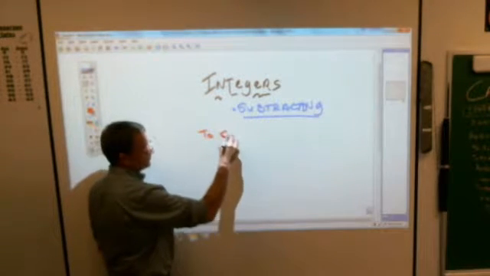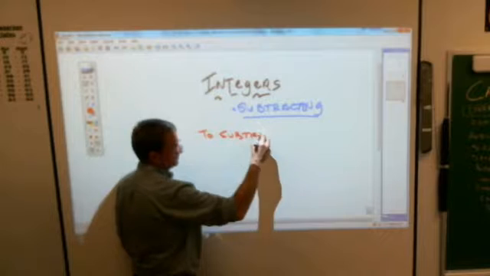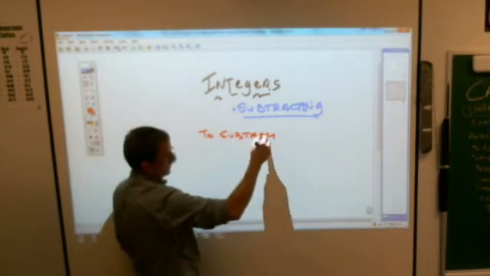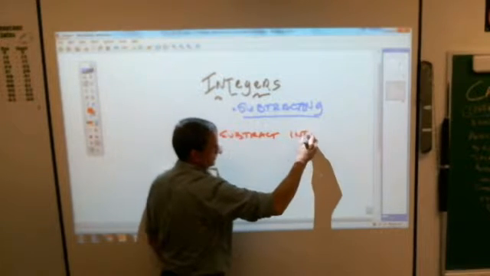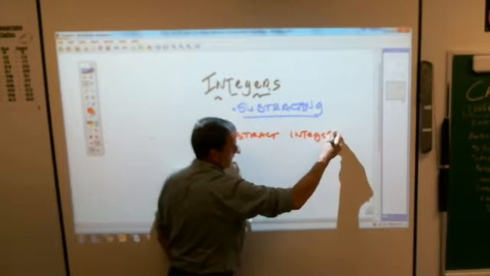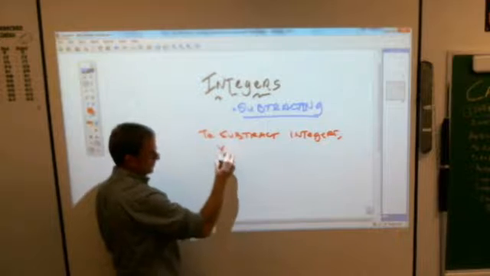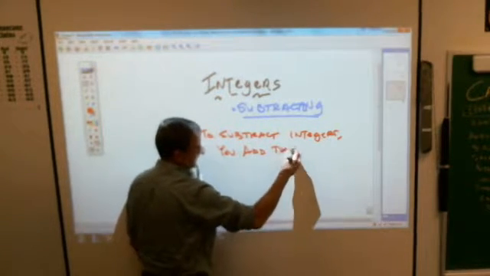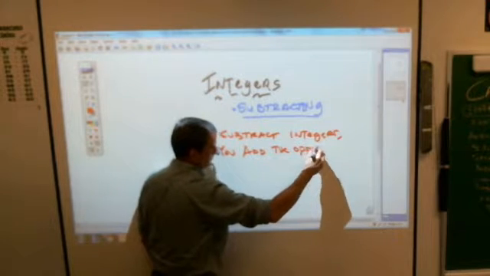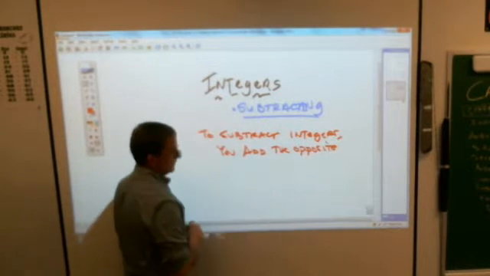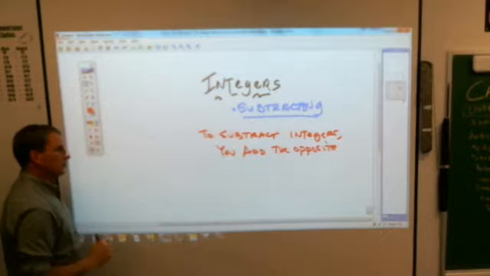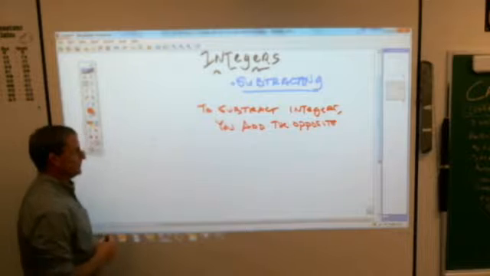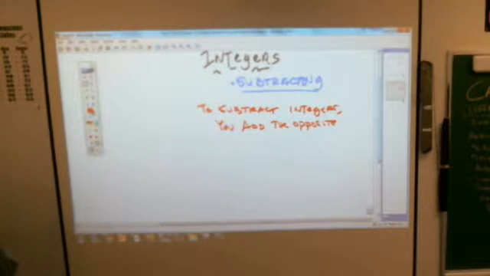To subtract integers, you add the opposites. Or you add the opposite. And this will take a few short little examples, and maybe you will or not get it. For example, let's look at some subtraction problems here.